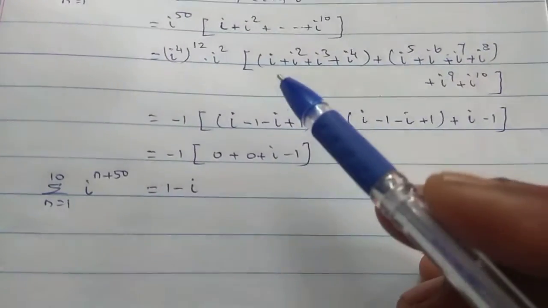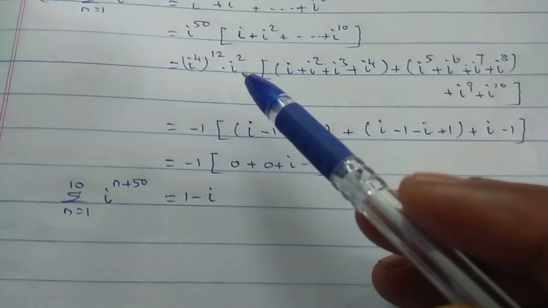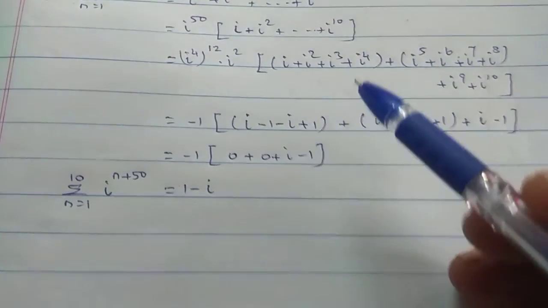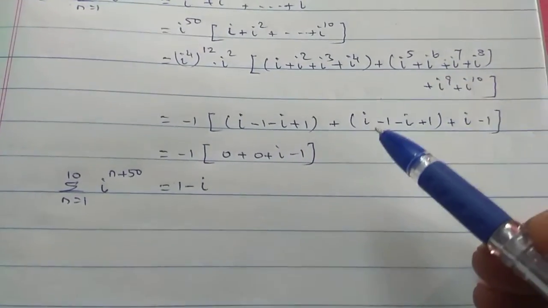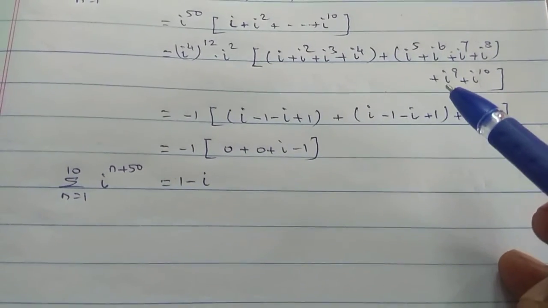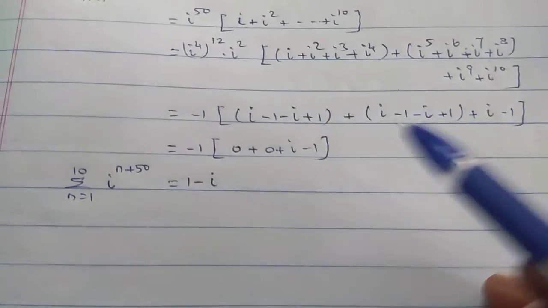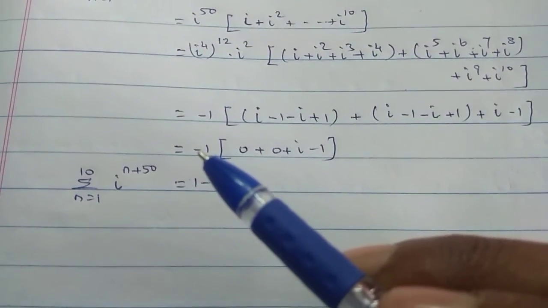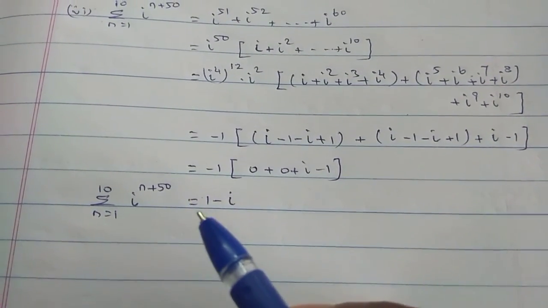And all of them are right. This value is i^4 value 1. i squared value minus 1. Minus 1 into 1, minus 1, i, minus 1, i cube value minus i, i^4 value 1. So i^4 value, i^6 is i squared, i^7 is i cube, minus i, i^4 is 1. See, i^8 into i, then i^8 into i squared value minus 1. So in that everything becomes 0. Only i minus 1 remains. See, minus of minus, plus 1, minus 1 into i, minus i. So summation n equal to 1 to 10, i^(n+50), value is 1 minus i.